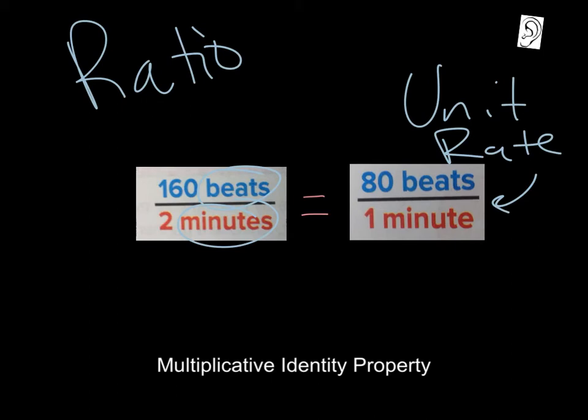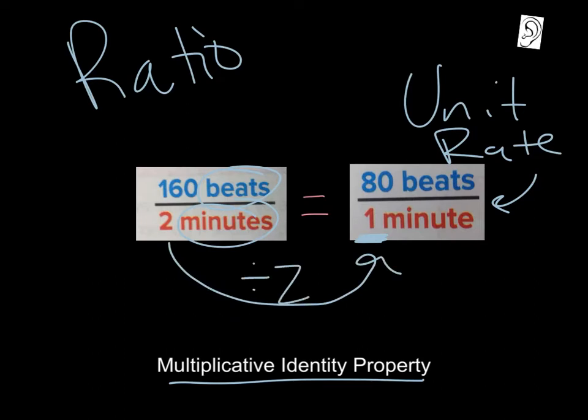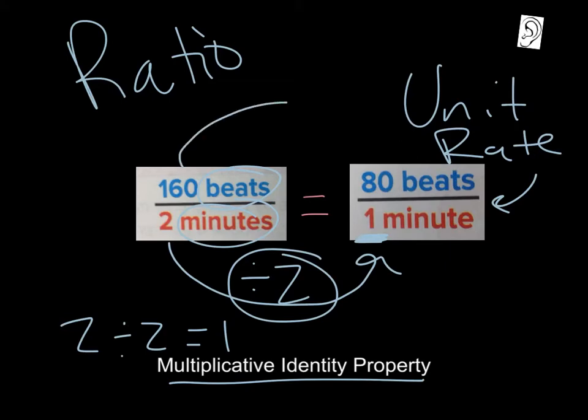So now I have this denominator, or this second number, with a value of 1, so that's how I know it's a unit rate. And they're going to use this multiplicative identity property we mentioned before. Because I know that 2 divided by 2, so 2 divided by itself, equals 1, I know that I have this little multiplier that allows me to get from a ratio to a unit rate. So now I can take 160 divided by 2, and I'm going to get 80.